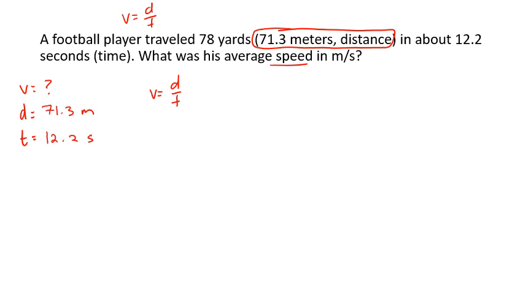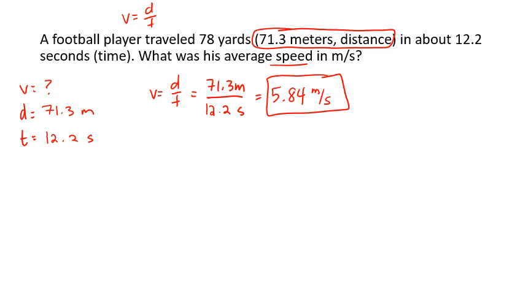Velocity equals distance over time. Put in our distance value, 71.3 meters, divide by 12.2 seconds. This gives us a value of 5.84 meters per second.